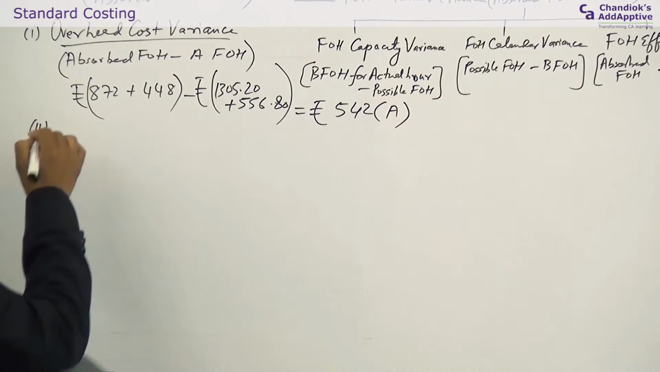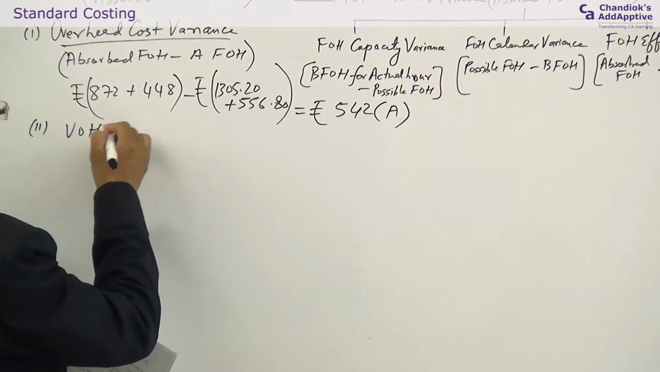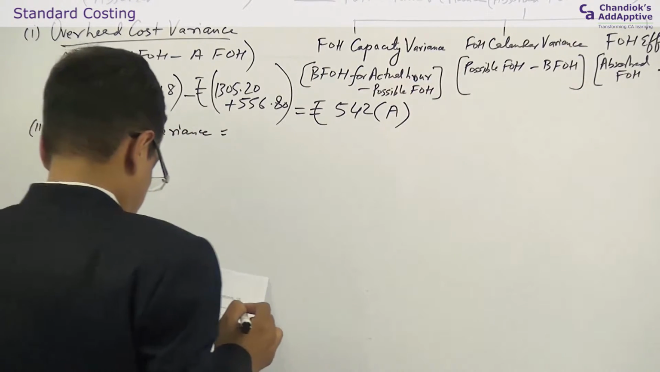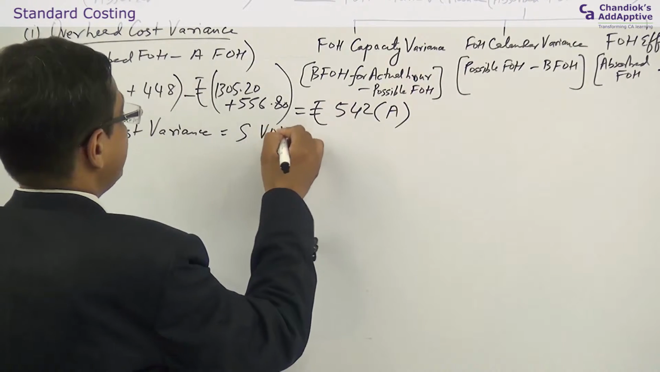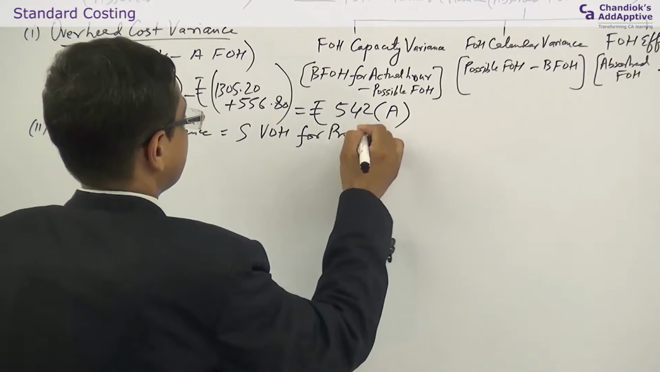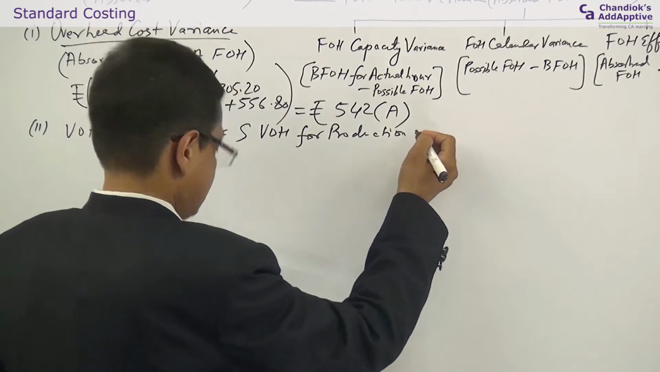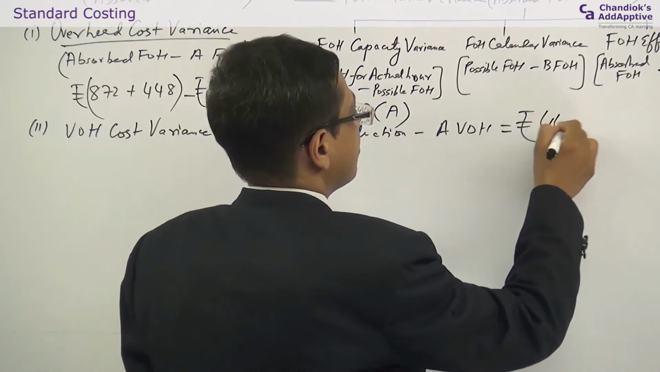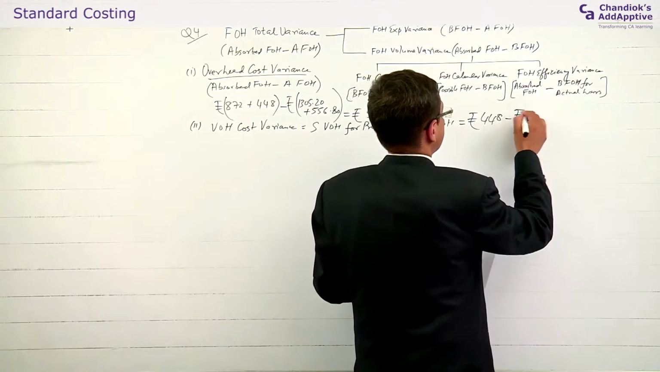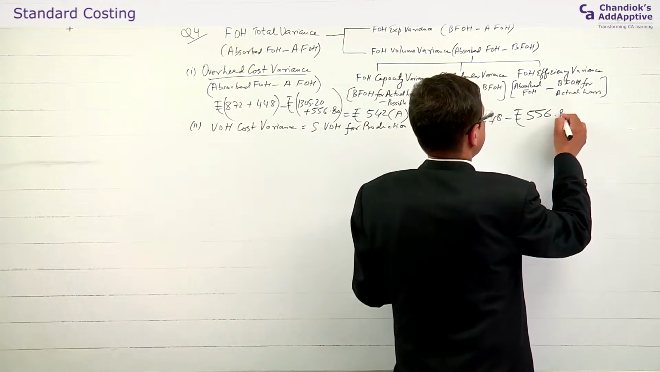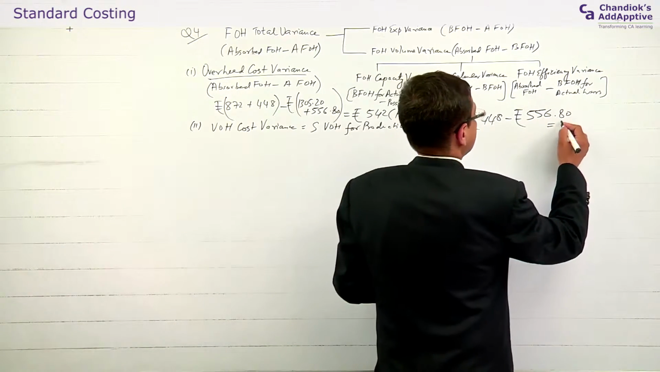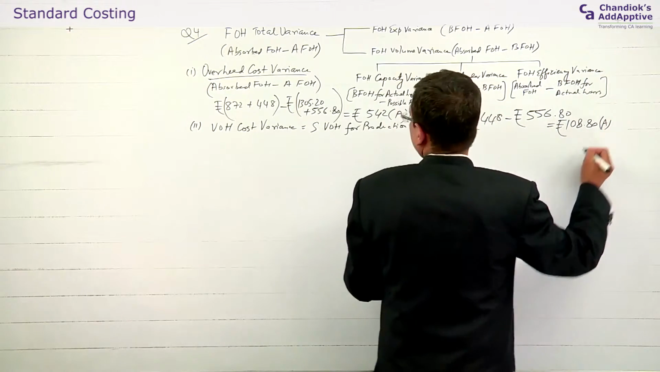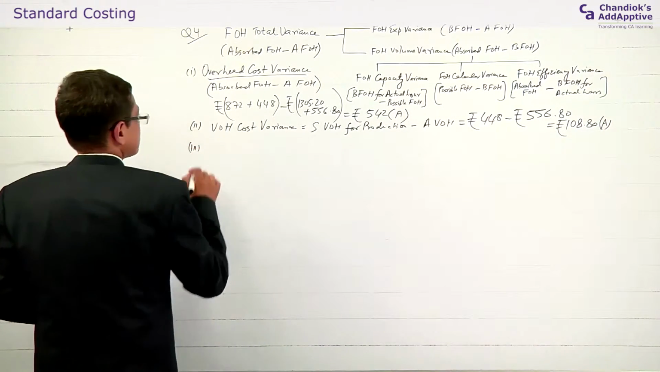The second part asks you to compute variable overhead cost variance. So, this is standard variable overhead for production minus actual variable overhead. This becomes rupees 448 minus rupees 556.80. On solution, this becomes rupees 108.80 adverse. So, this is the second part of the solution.